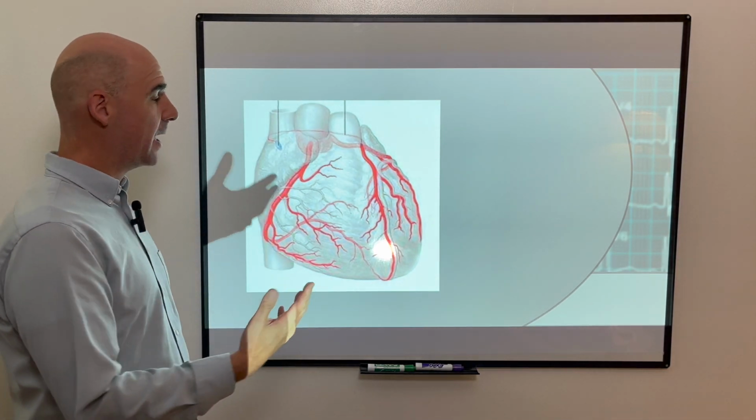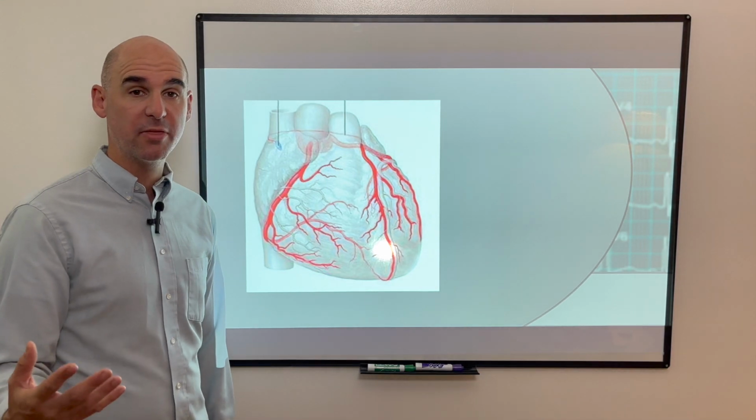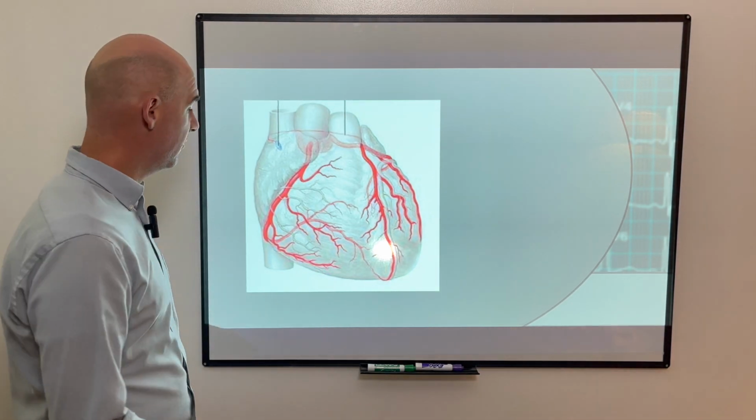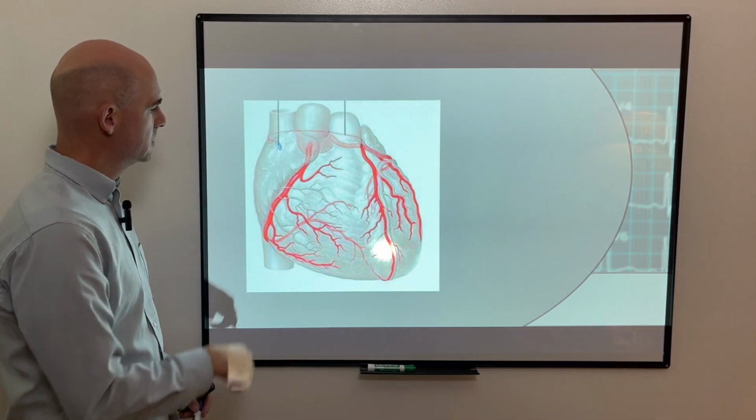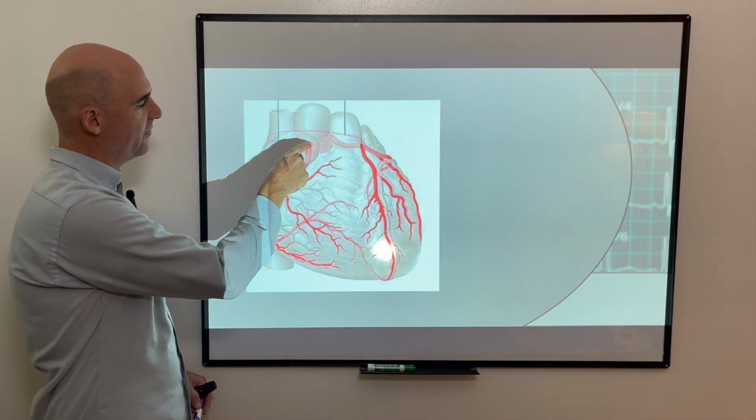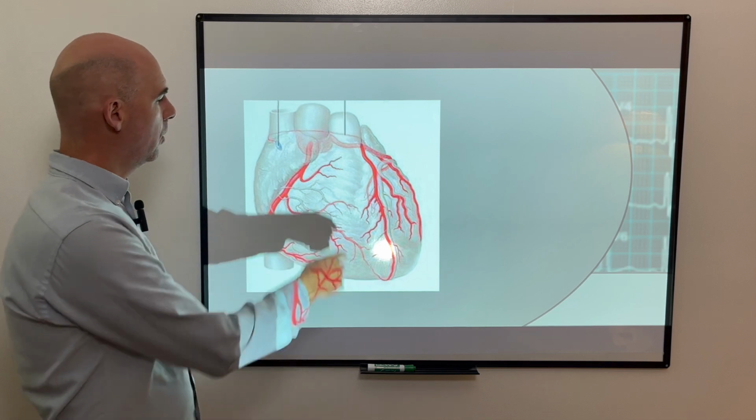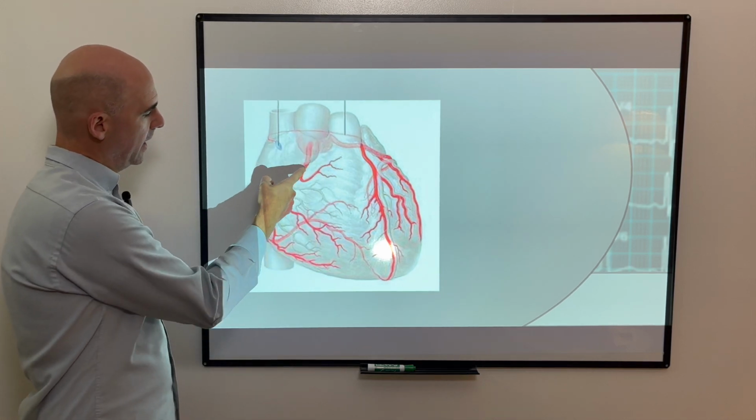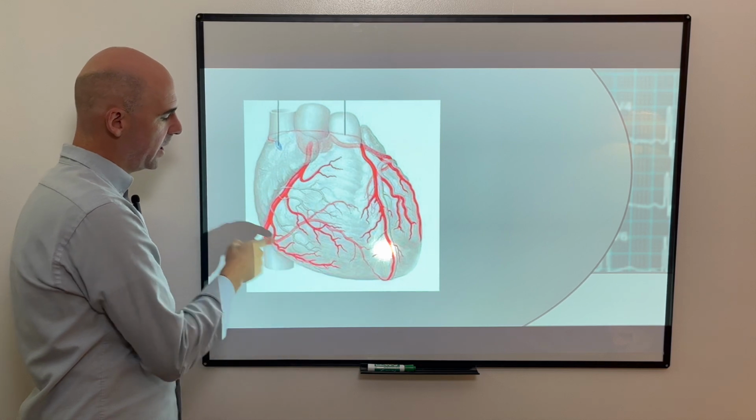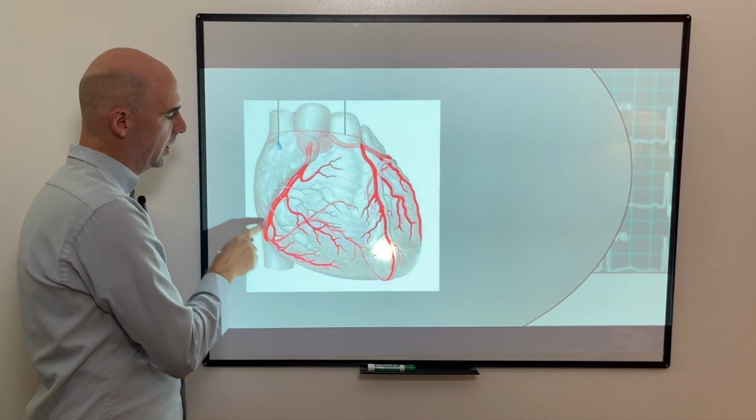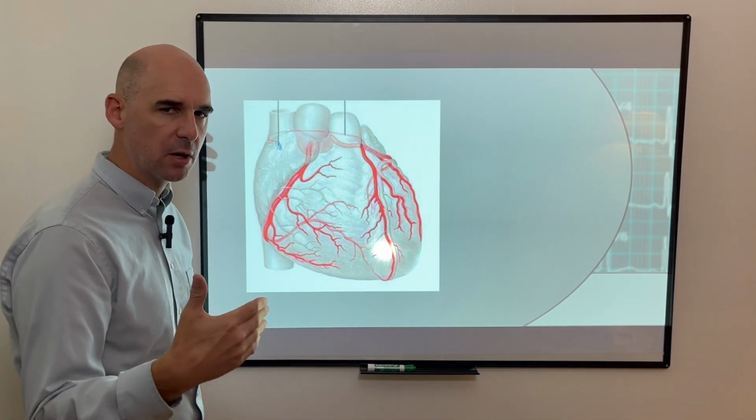We've got a couple of major arteries that we want to think about and know what they do. The first one is going to be our right coronary artery. Our right coronary artery breaks off anteriorly from the aorta right here. It's going to wrap around and eventually make its way to the inferior part of the heart and also to the posterior part of the heart.